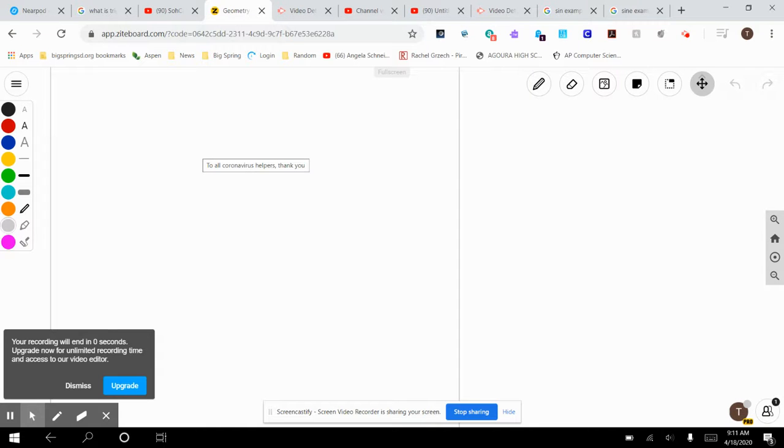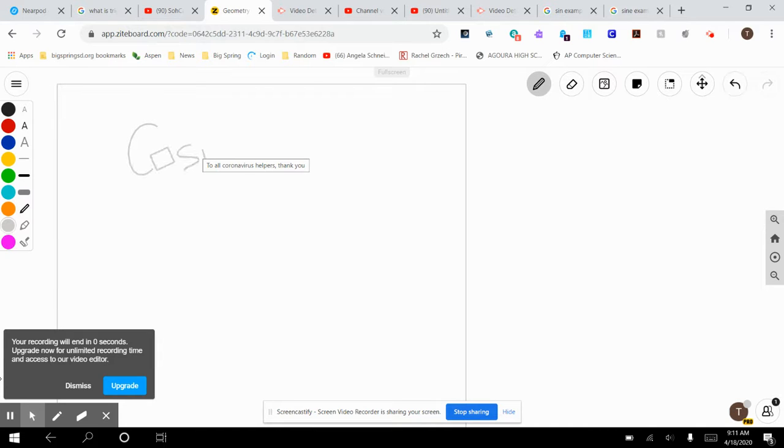All right, guys, now we're going to talk about cosine here. So cosine is written, and you can see it's doing some shape recognition, but we write it COS, okay? And what that is, adjacent over hypotenuse. So the adjacent leg over the hypotenuse, or A over H, okay?